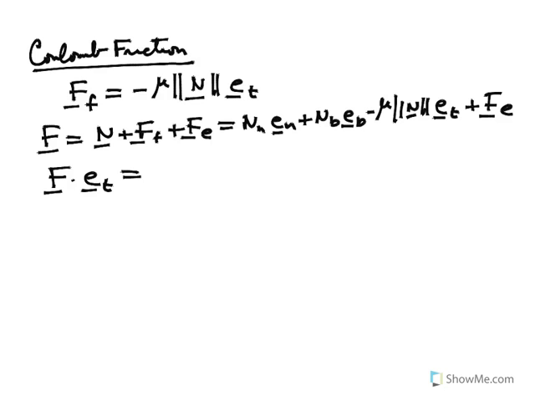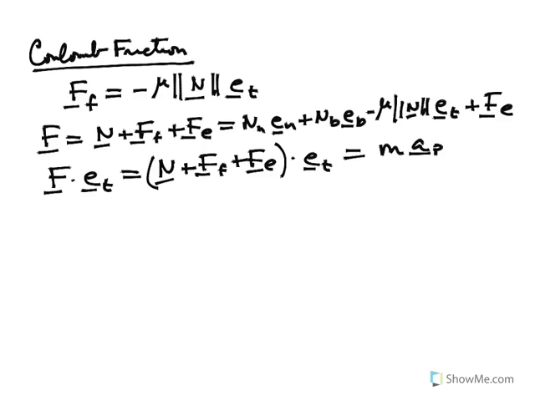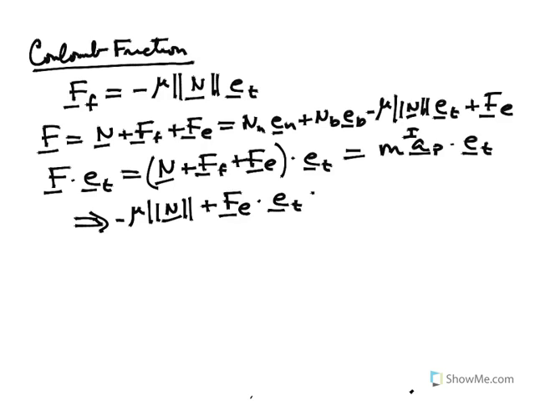So now look what happens when we take the component along the tangent vector. What do we get? Well, I get N plus F sub F plus F sub E dotted with ET. And that has to equal the mass times the inertial acceleration dotted with ET. But in this case, again, N dotted with ET is 0. But in this case, the friction force dotted with ET is equal to minus mu times the magnitude of the normal, and then ET dotted with ET is 1, plus F sub E dotted with ET is equal to the mass times the inertial acceleration dotted with ET. So you can see that at this step, we don't have a differential equation because we don't know the magnitude of the normal force. So we need to figure out the magnitude of the normal force. So the magnitude of N still needs to be determined.